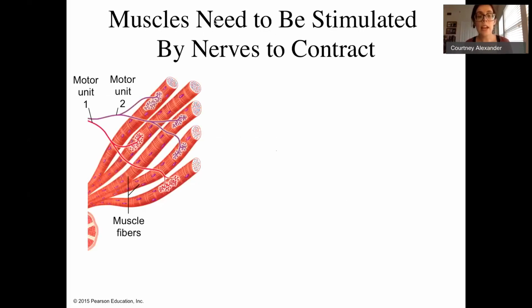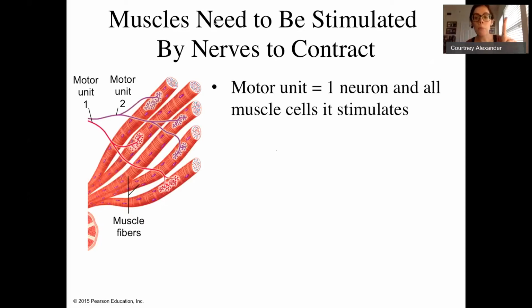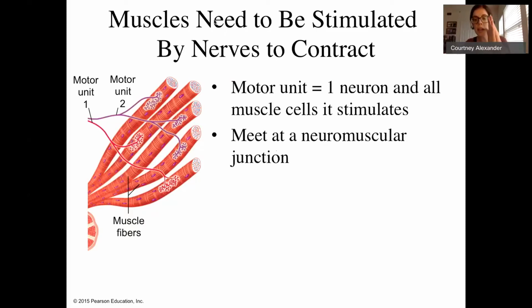For this to happen, they need to be stimulated by a motor neuron. Now, we call the motor unit the one motor neuron and all of the muscle cells it stimulates. Most of the time, a motor neuron is going to stimulate multiple muscle cells. So that forms our motor unit. And they meet at a space called the neuromuscular junction, the junction between the neuron and the muscle cell.